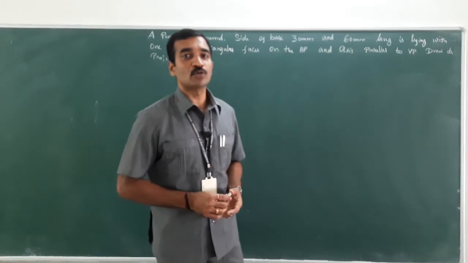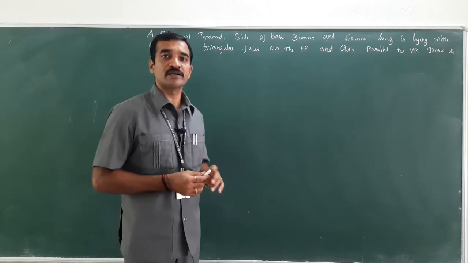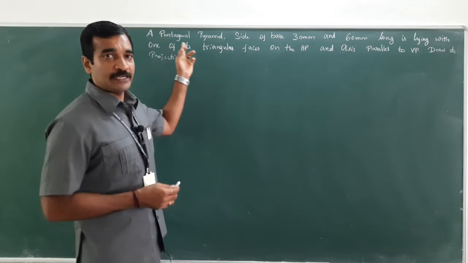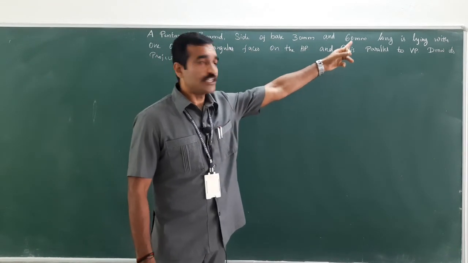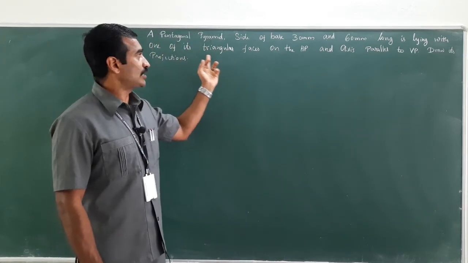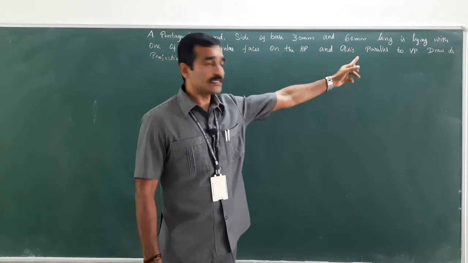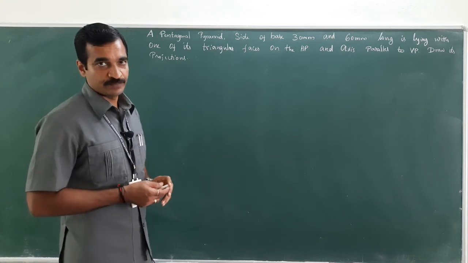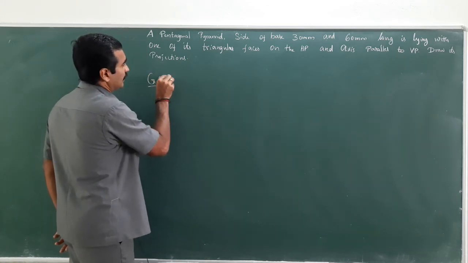Let me just read out the question first to make you understand what has been given here and what needs to be drawn. That means the projections, right? A pentagonal pyramid of base side 30 mm and 60 mm long, which is lying with one of its triangular faces on the HP and axis parallel to VP, draw its projections, right. Let me just take down the given data.